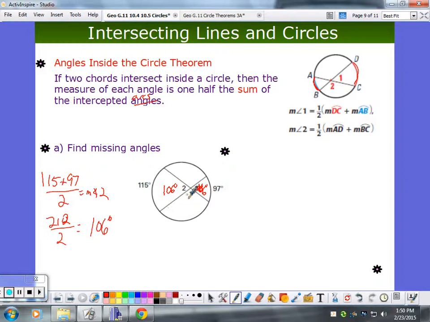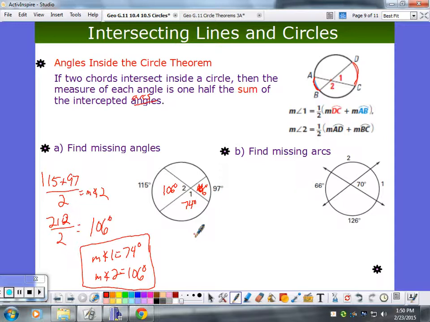I also want angle 1. So I'm going to take advantage of the fact that these are a linear pair, angles 1 and 2. Whole thing is 180. This one's 106. So what's this piece? 74 degrees. So measure of angle 1 is 74 degrees, and the measure of angle 2 is 106. Okay, this is how you apply that.